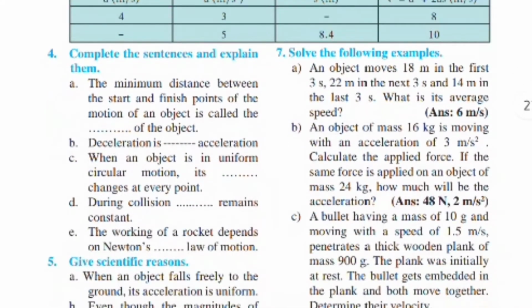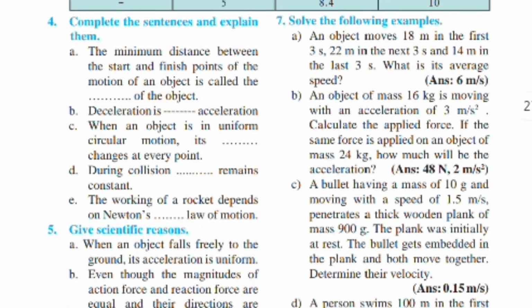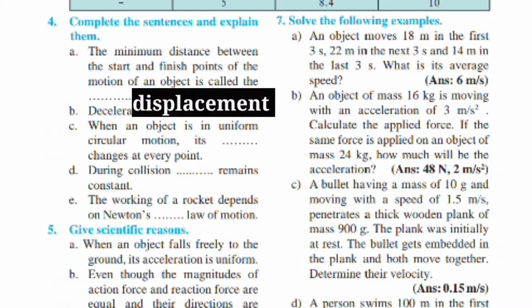Next is our question number 4, complete the sentence and explain them. So you have to complete the sentence and you have to explain. First, see here: the minimum distance between the start and the finish point of the motion of an object is called the displacement of the object. So the first answer is displacement.